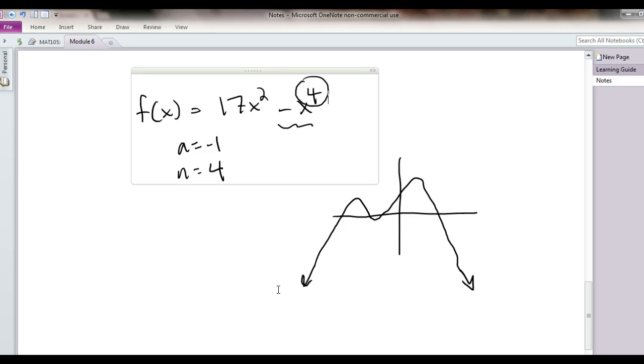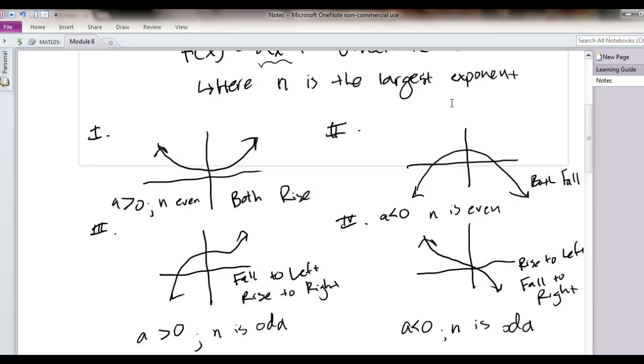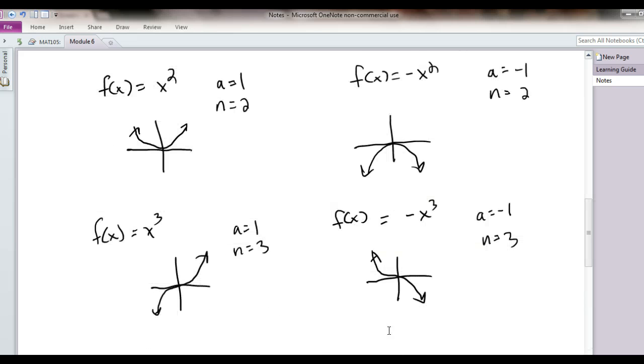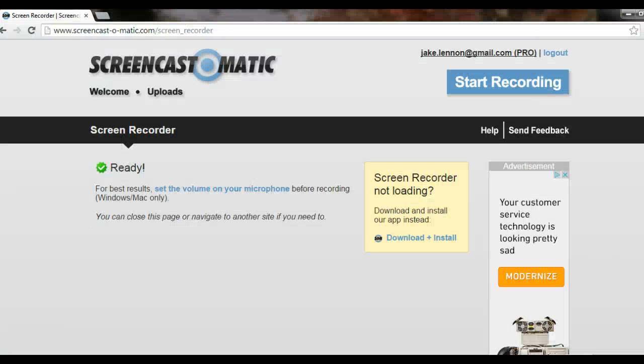Just remember there's 4 scenarios. Look for n being even or odd, and then a being positive or negative. And you can remember the rule, but really what I do is if I know the pictures of these 4 graphs really well, then I understand the leading coefficient test intuitively.